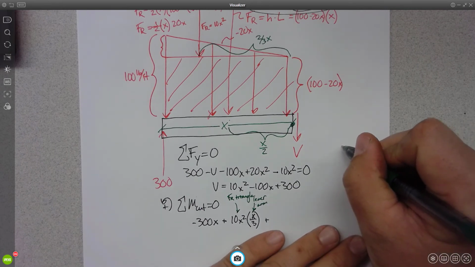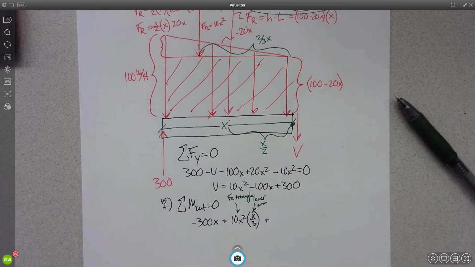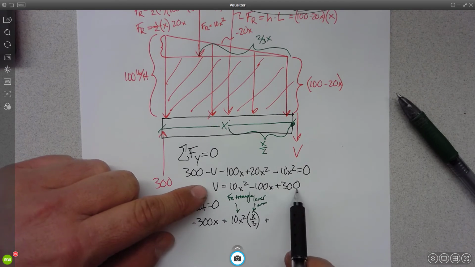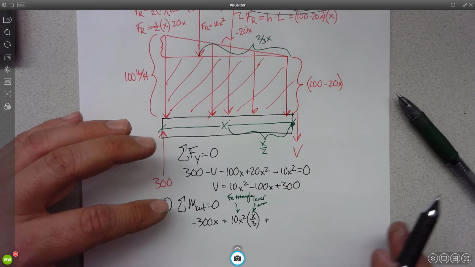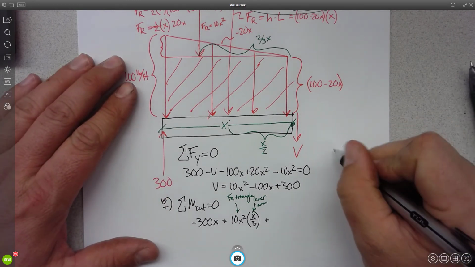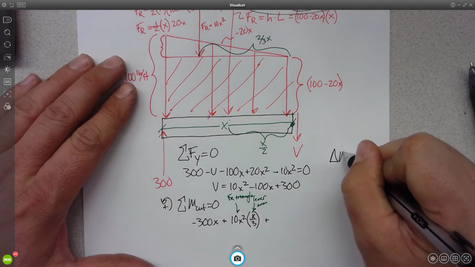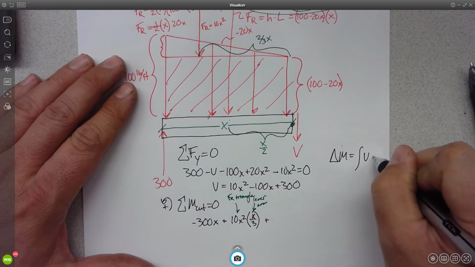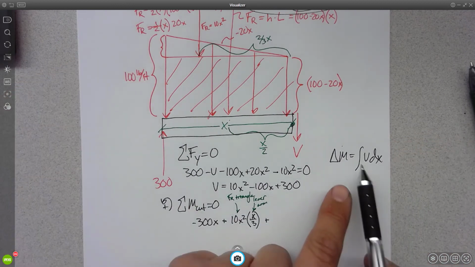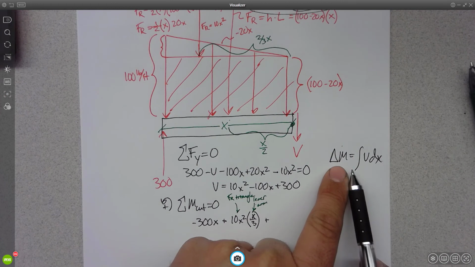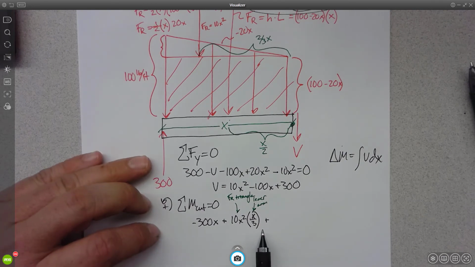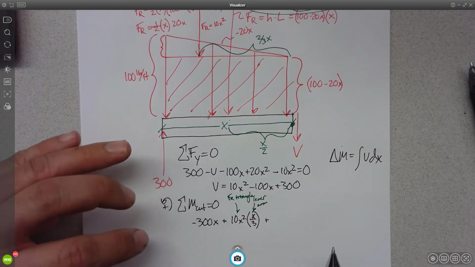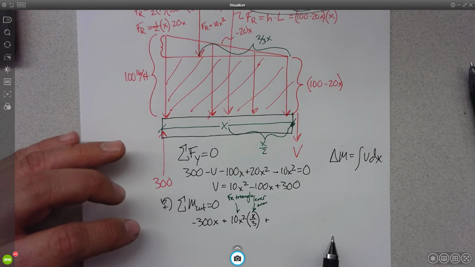So the question is, why don't I just take the integral of this equation to get this? That would happen to work in this case, but it doesn't always work, because what the law says is that the change in moment is equal to the integral of the shear diagram. So if I did that, it's only telling me the change. So it's assuming that I'm starting at 0, right? So it would work in this case, but it wouldn't work in all cases, is why you don't do that.